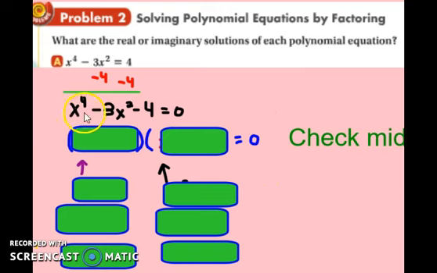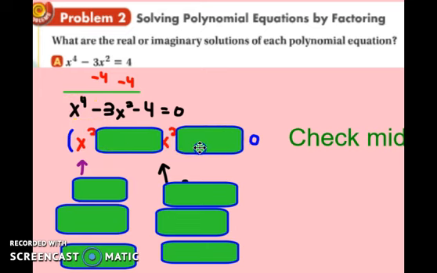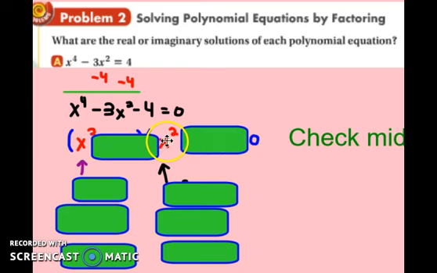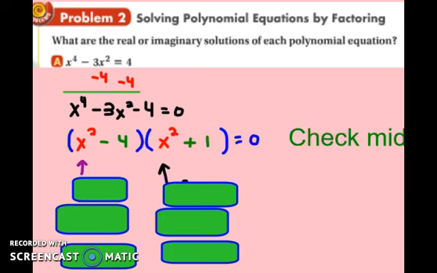So I'm going to use what I like to call the quadratic method to factor this, because I have x to the 4th. So x to the 4th, what multiplies to x to the 4th? It's x squared and x squared. So I have x squared times x squared is x to the 4th. Two numbers that multiply to -4 and add to -3, I have 1 and -4. I'm going to check the middle to make sure that's right. -4x squared plus 1x squared is -3x squared, so that is correct.